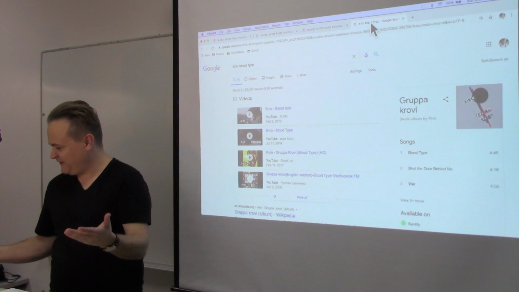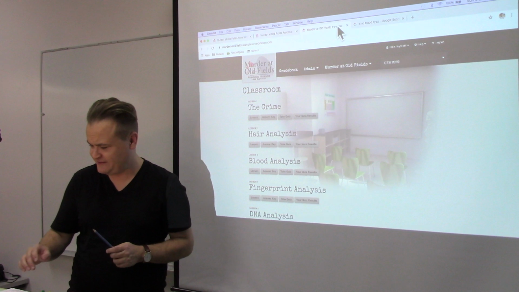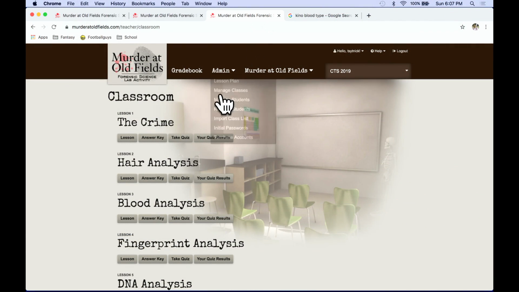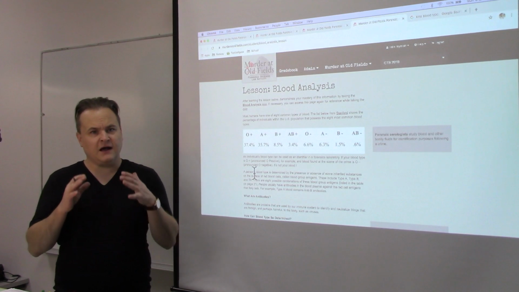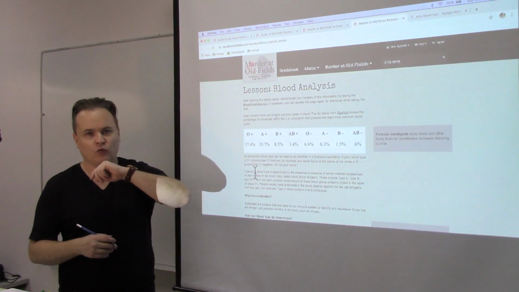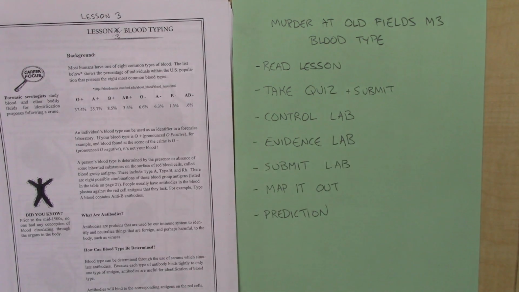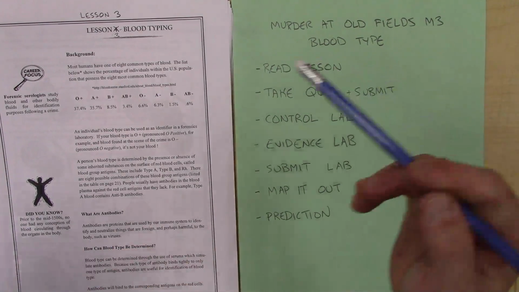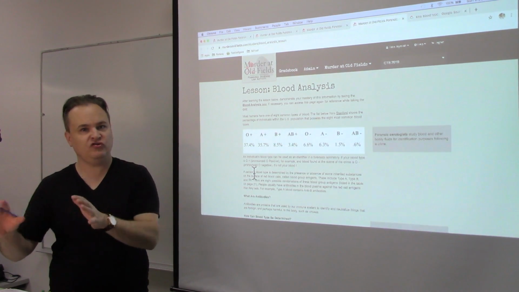called Blood Type, which I thought was fitting because today, as you see here, we are doing Lesson 3, Blood Type, and I can click on that, Blood Analysis. So you can go online and read along, and you can also have the booklet, which you can see down here. We're doing blood typing, and first of all, you're going to read the lesson, and you're going to take the quiz and submit. If you want, pause after every section and do that section.